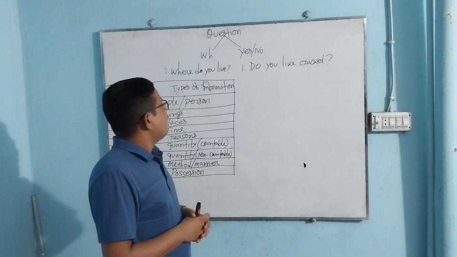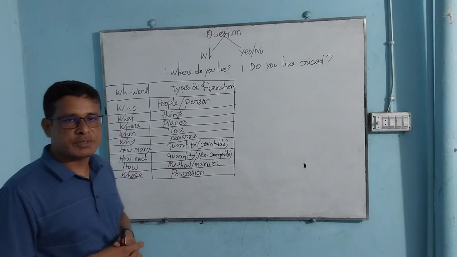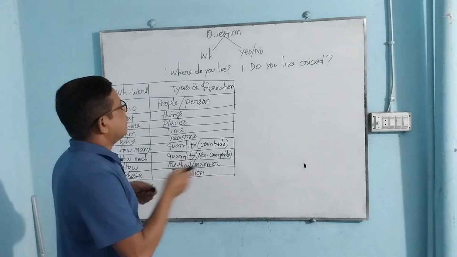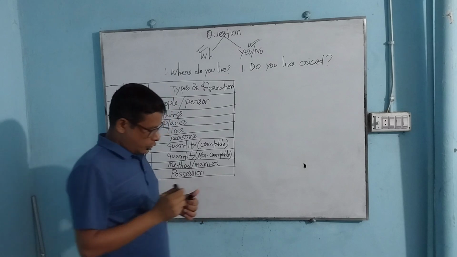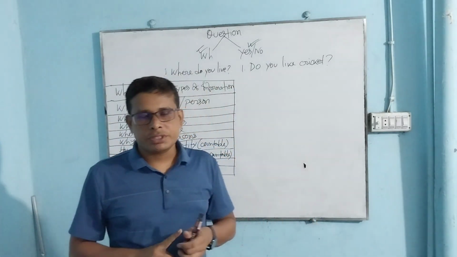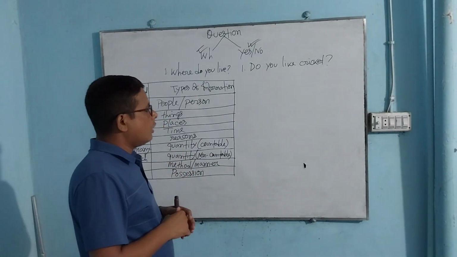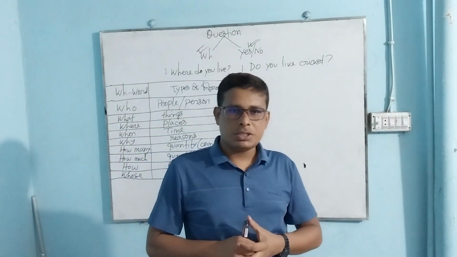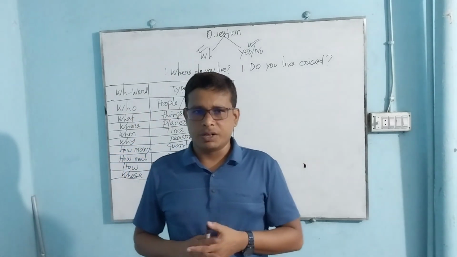Okay. There are two types of questions, and they are WH questions and yes no questions. Normally there are two types of questions we use in English, and they are WH questions and yes no questions. Okay. WH questions start with the WH word, and yes no questions start with an auxiliary verb.